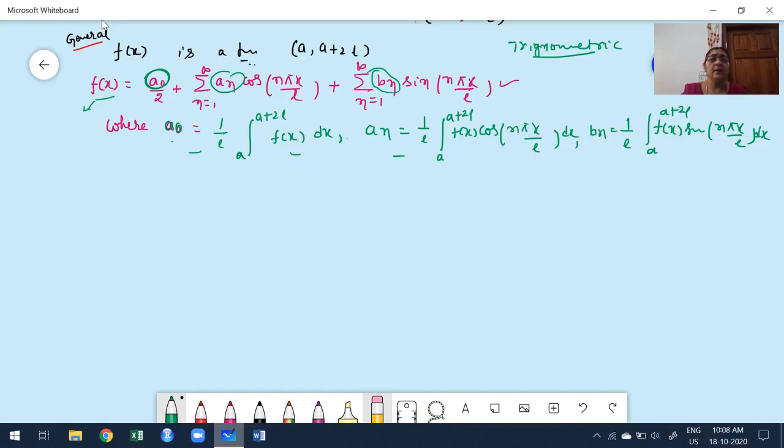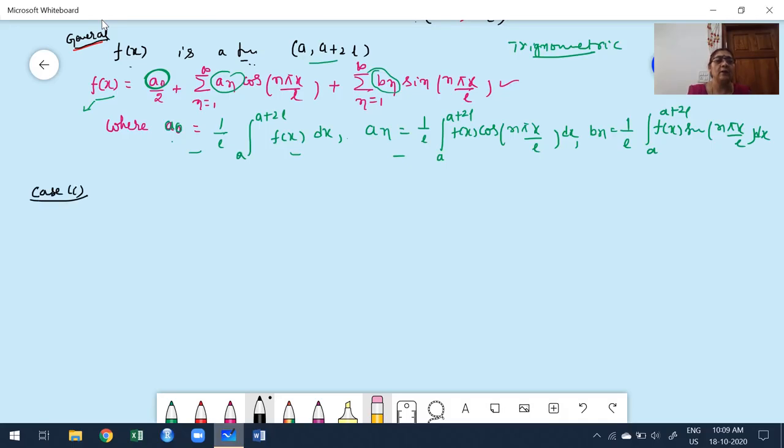In the next step, see, always using this formula to construct the Fourier series is very tedious, very lengthy. From the student's benefit point of view, I am going to consider two cases. These two cases are nothing but particular cases of the general one. What is my general one? This is my general f of x defined over the interval a comma a plus 2l. Now based on that, I'm going to consider two cases.